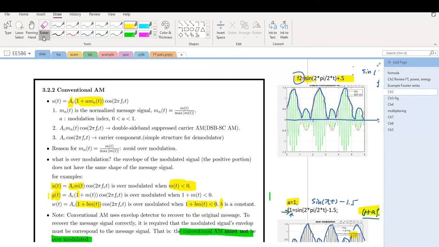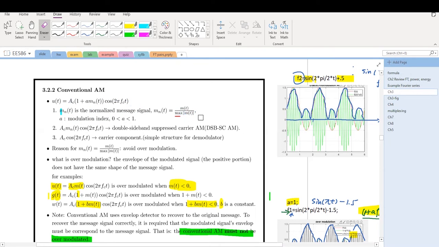This portion is the carrier, A_c cosine 2 pi f_c t. And what is m_n(t)? That's the normalized message signal, which is taken by m(t) divided by the maximum absolute value of m(t). And this is for u(t). a is the modulation index. It's called the modulation index, which will determine the portion of m_n(t) that goes into the magnitude of the carrier. And a is between 0 and 1.